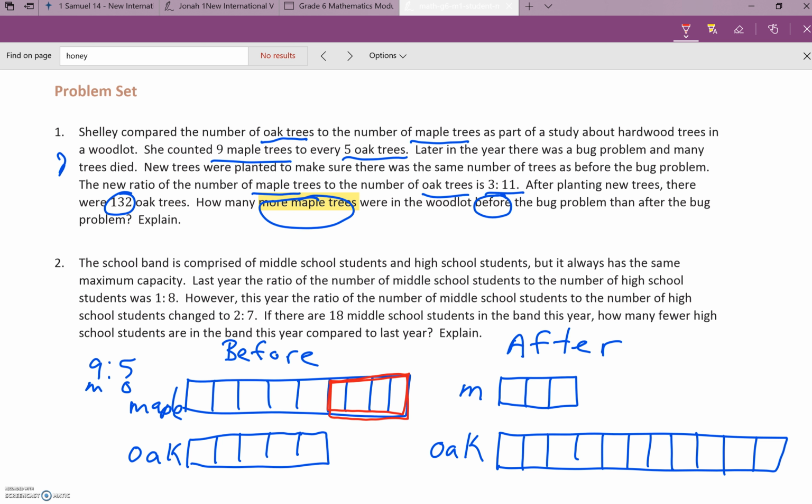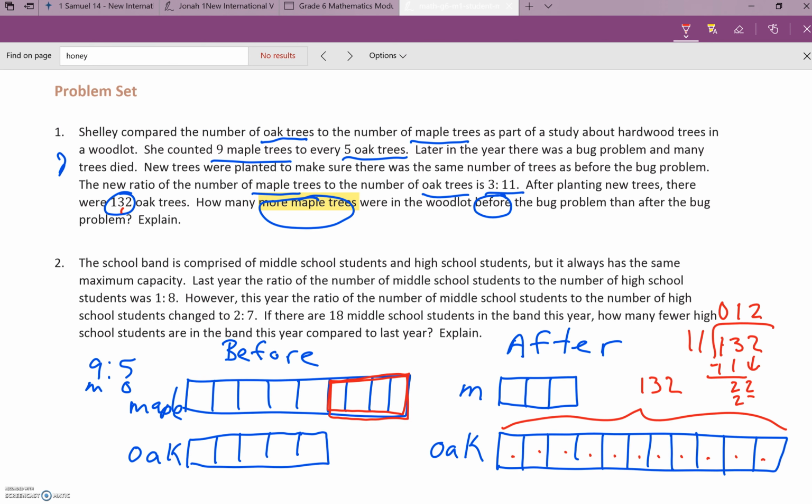Now, it's telling me right up here there's 132 after. So all of these equals 132. If I check, there is 1, 2, 3, 4, 5, 6, 7, 8, 9, 10, 11 boxes. So I need to do 132 divided by 11. 11 goes into 1 0 times, so I go to the next place value. 11 goes into 13 1 time. I multiply, subtract, bring down. 11 goes into 22 2 times. Multiply, subtract. So each box is equal to 12.